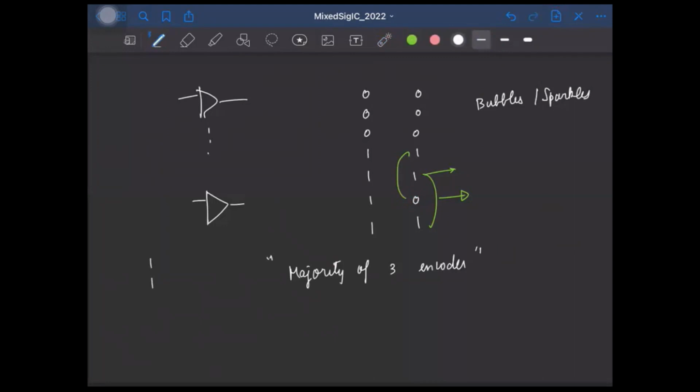Because if we have, let's say, 2 zeros or something, by visual inspection it is obvious to us that these two must have been ones, right? But if you use this majority of three encoder, for this one, we will take these three, and we'll see that the majority is 0, and we'll say that the output is 0, right? So majority of 3 will help us only in preventing one bubble.